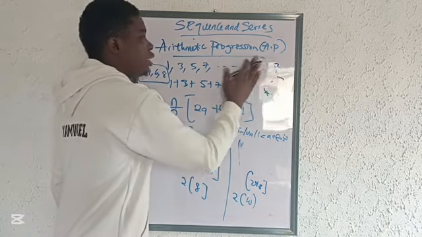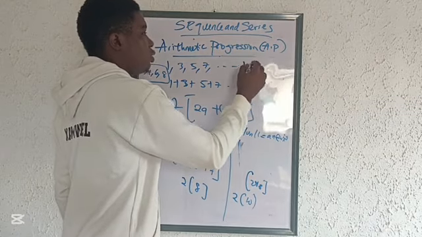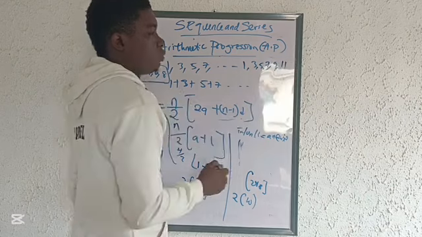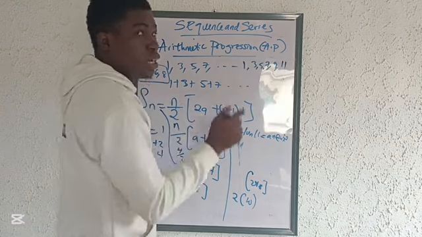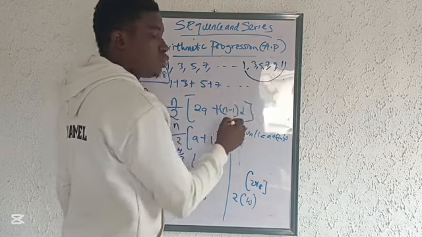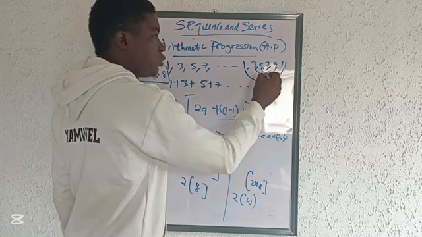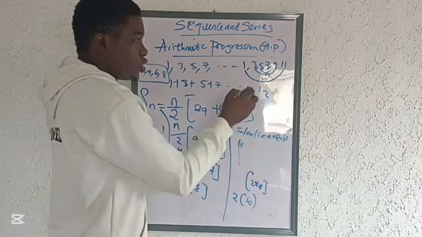If we are doing something like 1, 3, 5, 7, 9, 11. 1, 2, 3, 4, 5, 6. Now look at this. 1 plus 11 is what? 12. 3 plus 9, 12. 5 plus 7, 12. So this here we are having 12.